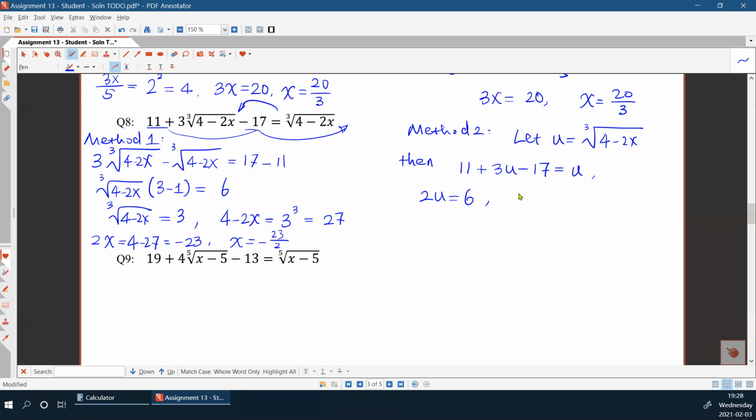Okay, 2u equals 6 means u is 3, right? Because u is the cube root of 4 minus 2x. That means the cube root of 4 minus 2x is 3. This means the value under the cube root is actually 3 raised to the third, which is 27. This means 2x is minus 23. This gives you x is actually minus 23 over 2.